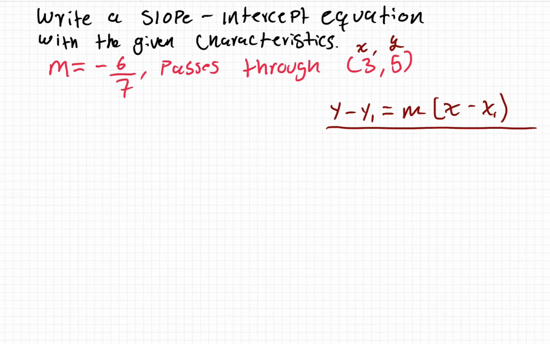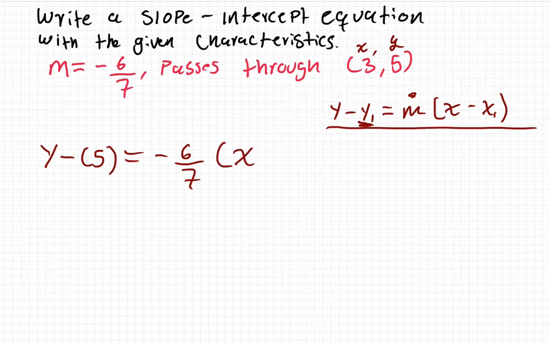So we're gonna have the y, and this y is the one that we're given. In this case, it's 5. But based on the formula, it's y minus 5. So let me just open the parentheses here. And then we have our slope, which is -6/7. We just plug it in for this value here. And now we open the parentheses and we have our x minus the x1, which was 3.